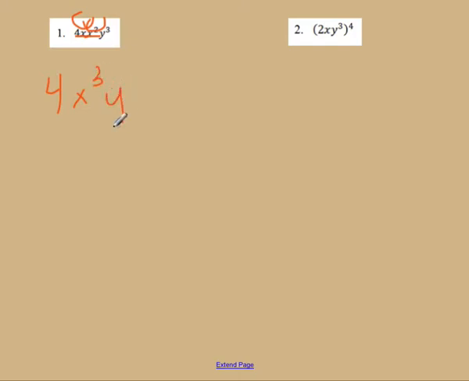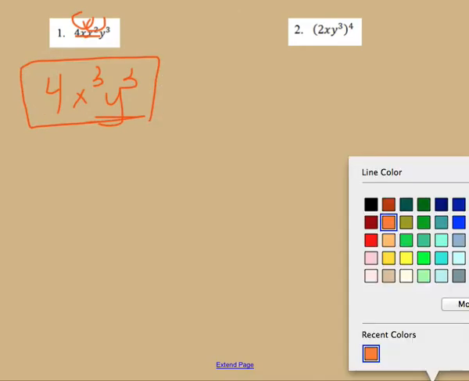Okay, and this y to the 3rd is going to stay by itself. If you are multiplying, you only worry about x's to x's, y's to y's. We don't need to worry about multiplying those two or adding any of their exponents because one's an x and one's a y. So actually, this right here would be your final answer. So let's take a look at number 2.